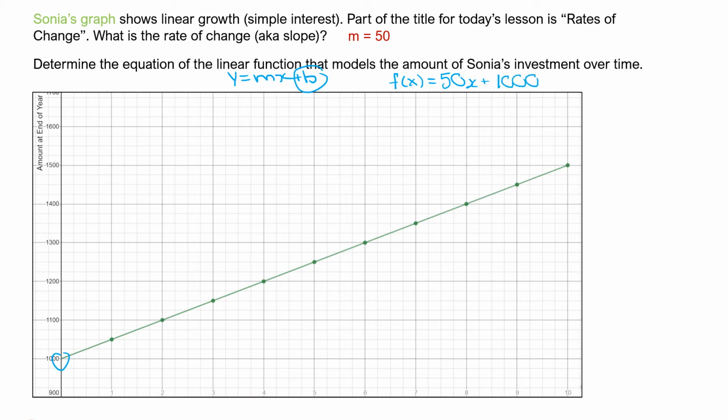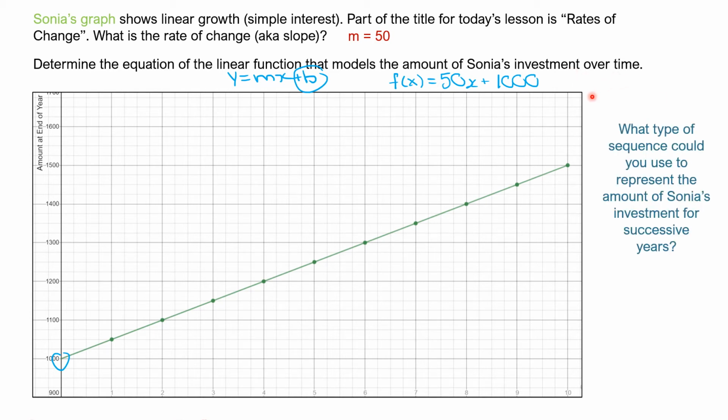So there's an equation, a linear equation, to model the amount of Sonia's investment over time. So I would no longer need to use that huge chart from before. I now have an equation that I can sub into. And if she left her money in there for 30 years, I would just sub in a 30 right here and not have to go through that tedious chart.